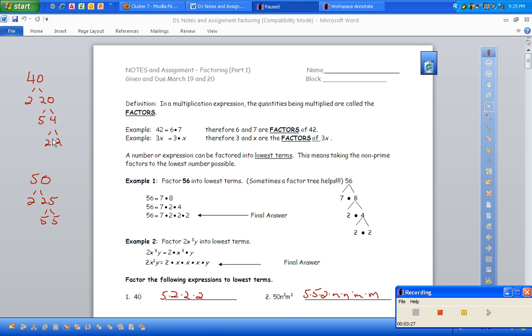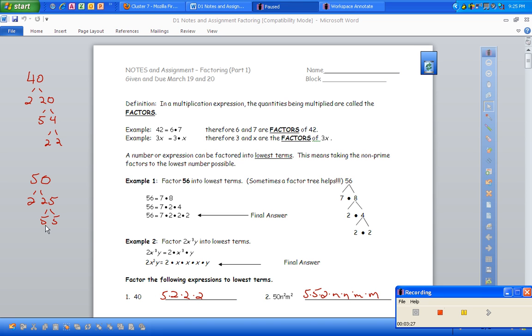Up here, here's the tree for it. You could have taken a little bit different route. For 20, I said 5 times 4. You could have said 2 times 10 and continue from there. It truly does not matter what path you take along the way, because as long as you continue until everything is prime down at the bottom, you will end up with the exact same numbers, exact same factors, no matter what path you take en route.